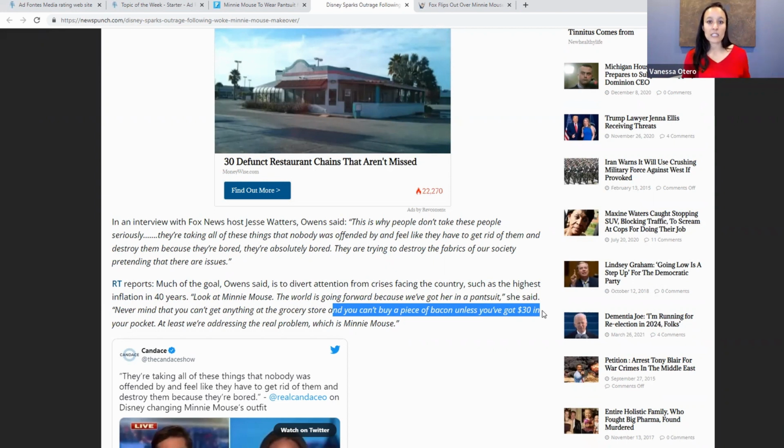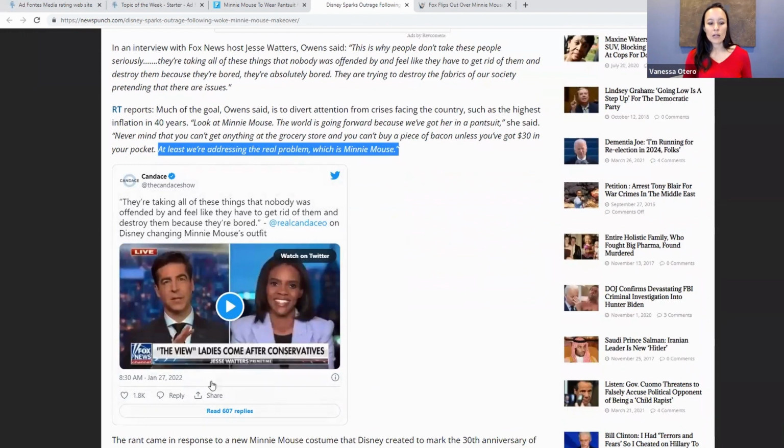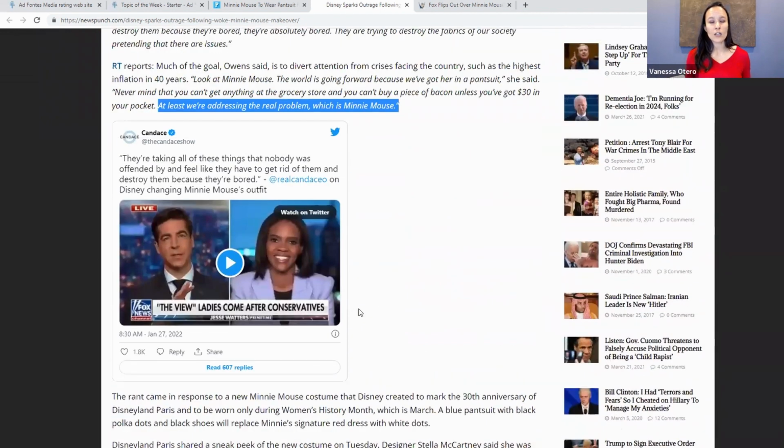Again, let's attribute it to hyperbole, because we know that literally a piece of bacon does not cost $30, but she's using that to say that these are the problems in our country. And she's tying it explicitly to, and accusing Disney of creating culture wars that are trying to negate that, right? At least we're addressing the real problem, which is Minnie Mouse. So they include a screenshot of Candace Owens promoting her appearance on Jesse Watters' show on Fox. So, a very right-leaning commentator appearing on a very right-leaning show, attacking the Biden administration, using hyperbole and opinion argument to say that these pants are related to the economy or whatever. Not a very well-supported argument.